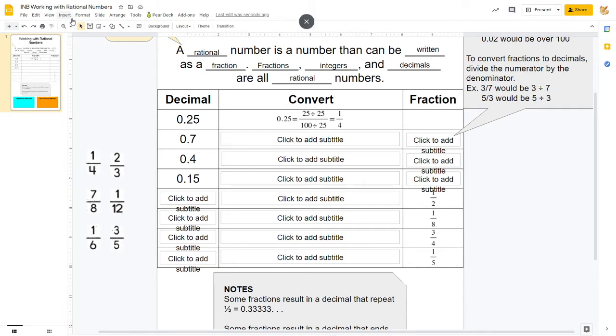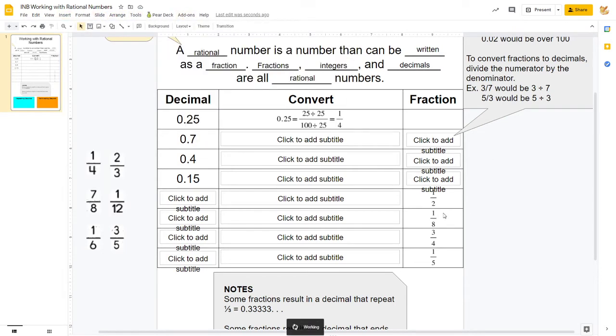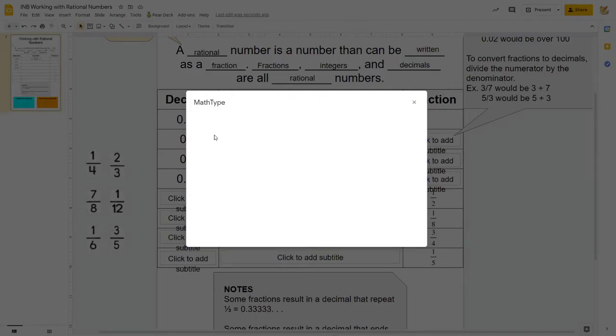Now, over here on the far side, I could do 1/4 by inserting from the special characters, but I'm going to use the add-on MathType again and make a fraction like down here. Just type in 1/4. There's a 1/4 right here that I could use, but I'm going to make one because I need that for the problems down below.